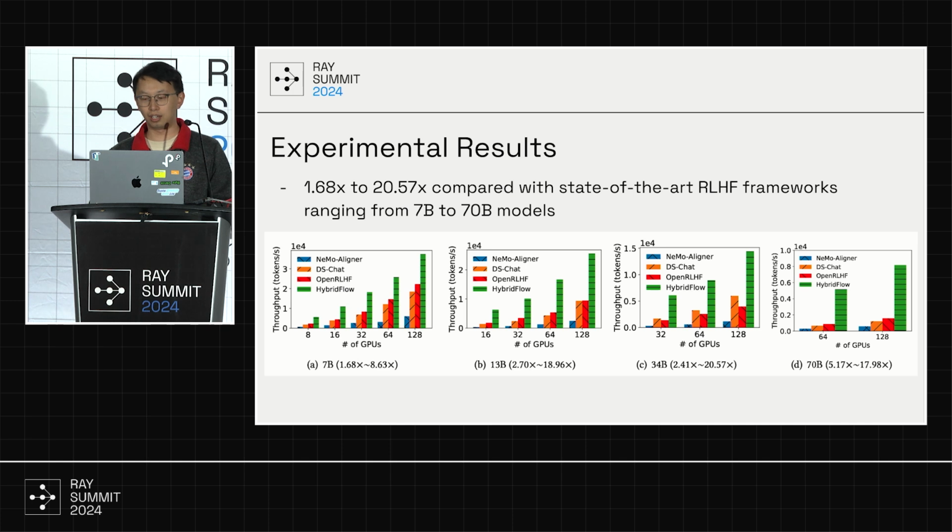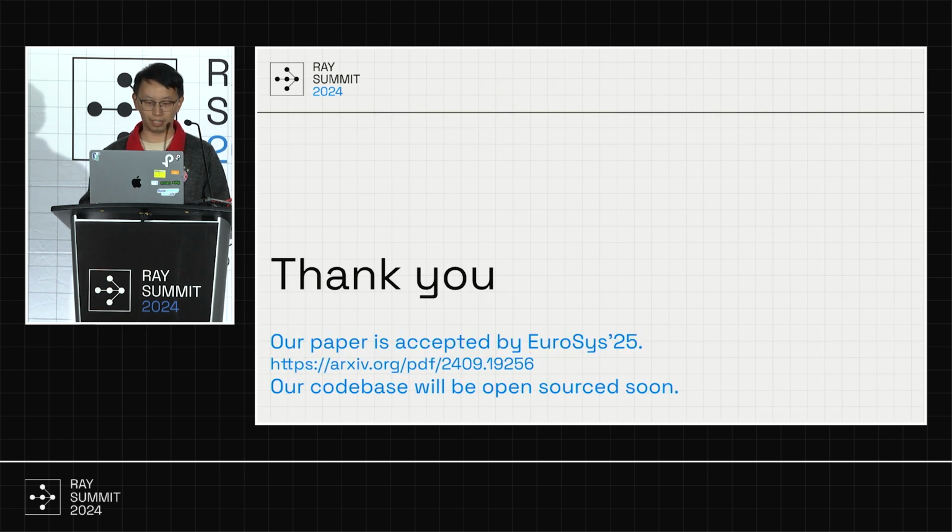Okay, so we also compare the performance achieved by some open source implementations, such as DeepSpeed-Chat and OpenRLHF. It shows great improvement. Our paper has actually been accepted by EuroSys 25, and here's the arXiv link if you want more details. And our code base will be open sourced soon.